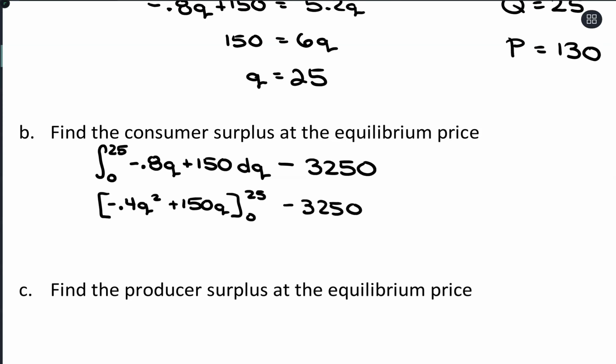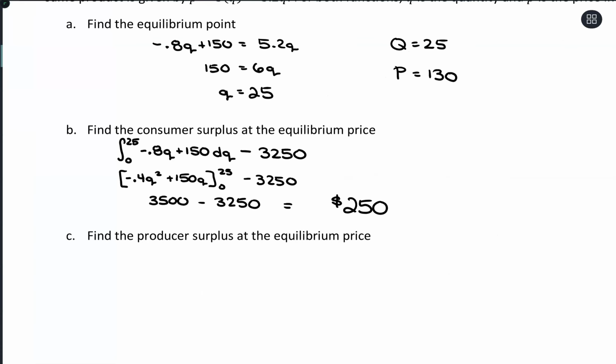And if we plug in 25, let's see, negative 0.4 times 25 squared, plus 150 times 25, that's 3,500. If we plug in 0, it's all going to wipe out, so we're not really getting anything from that. So we're having 3,500 and then subtracting the 3,250 at the end there, which is 250. So there's a consumer surplus of $250.